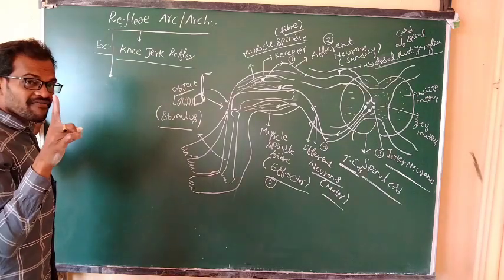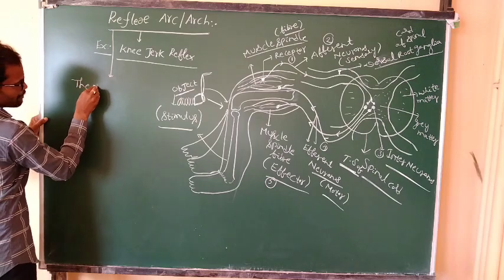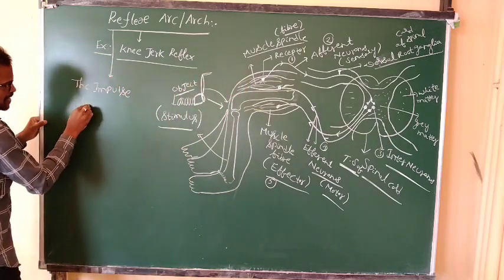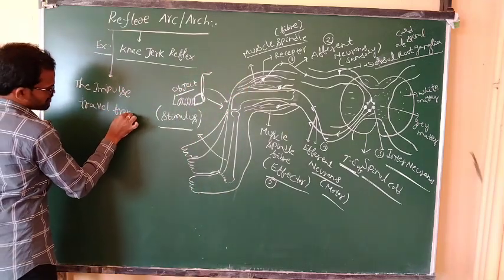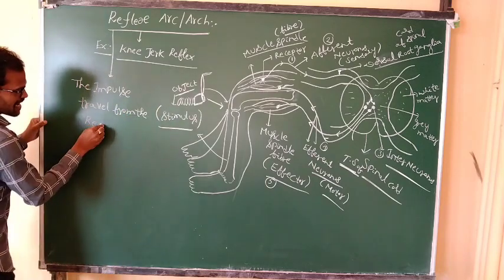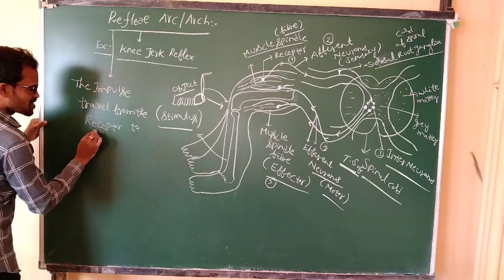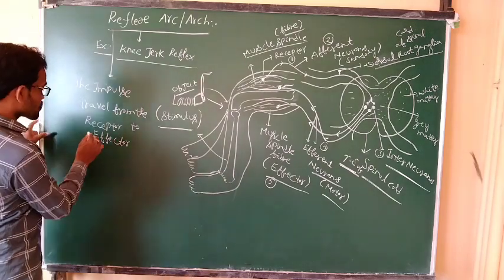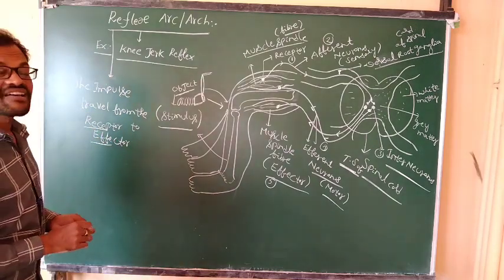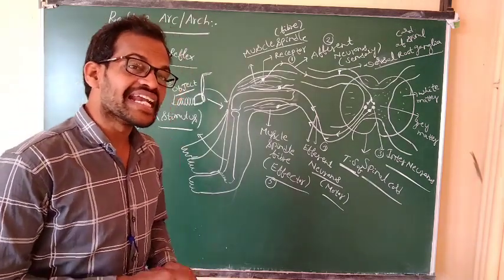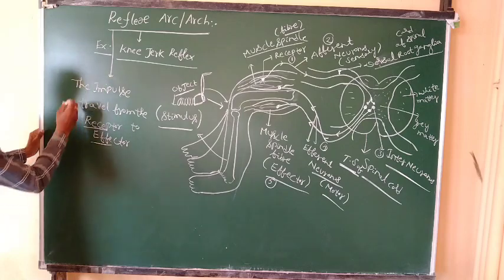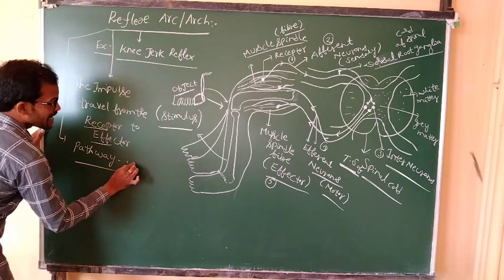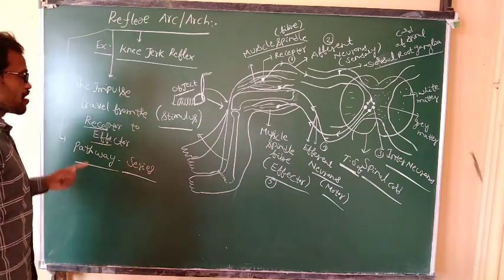The pathway means the impulse travels from the receptor to the effector. The reflex arc pathway always indicates a series manner. One series manner. What is the first one?